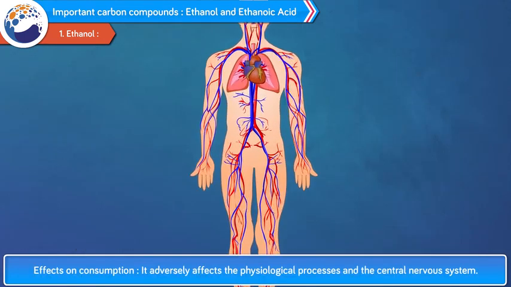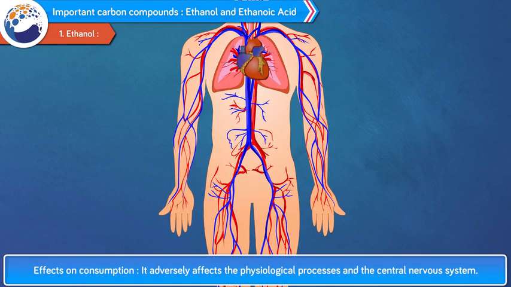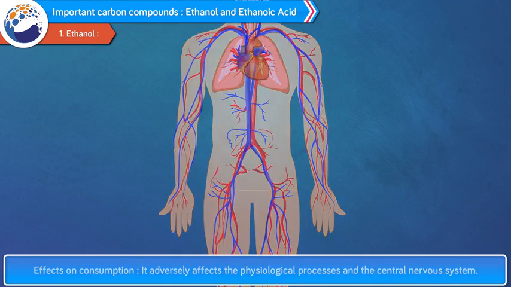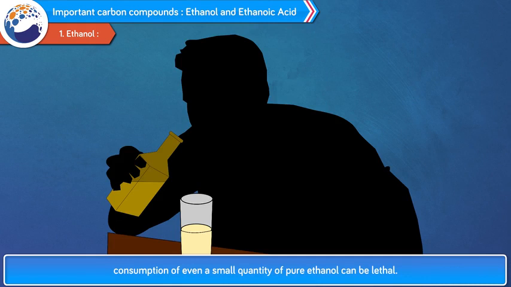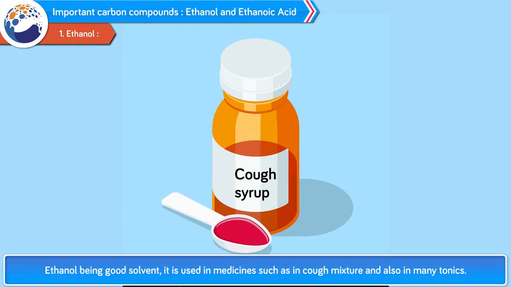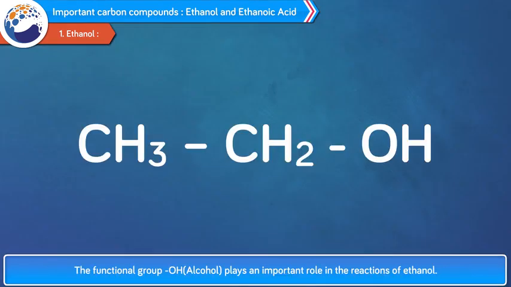Effects on consumption: it adversely affects the physiological processes and the central nervous system. Consumption of even a small quantity of pure ethanol can be lethal. Ethanol being a good solvent, it is used in medicine such as in cough mixture and also in many tonics. Chemical properties of ethanol: the functional group -OH, alcohol, plays an important role in the reactions of ethanol.